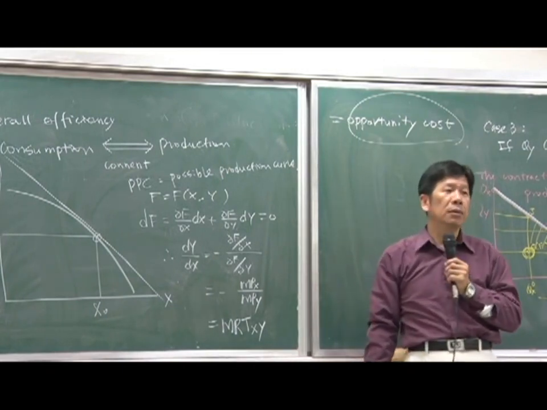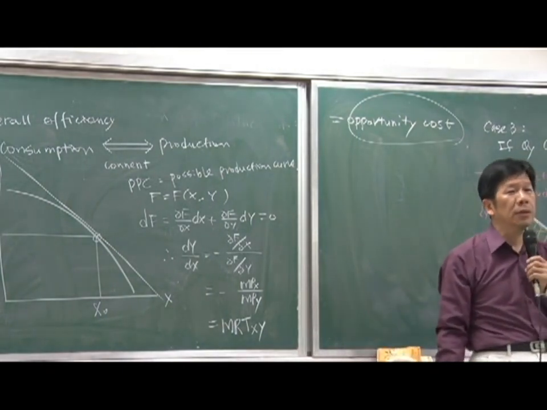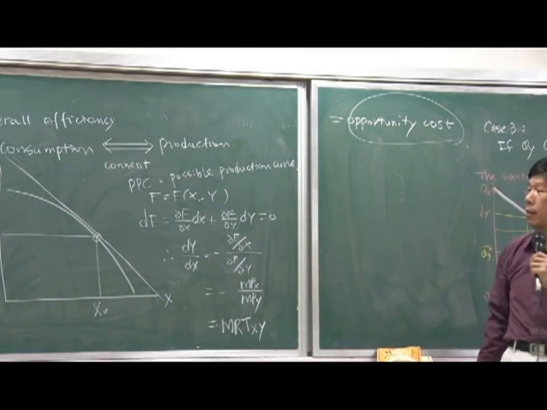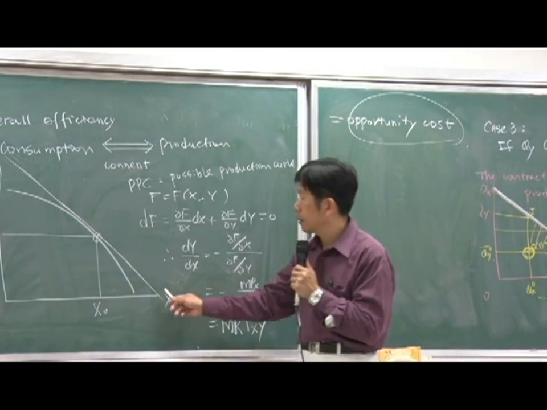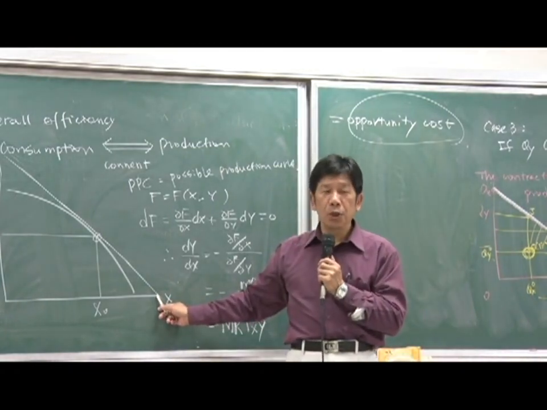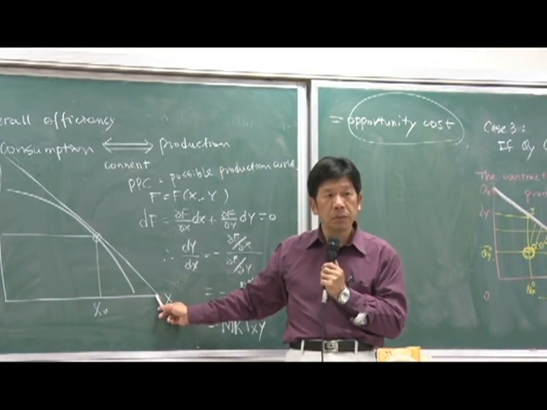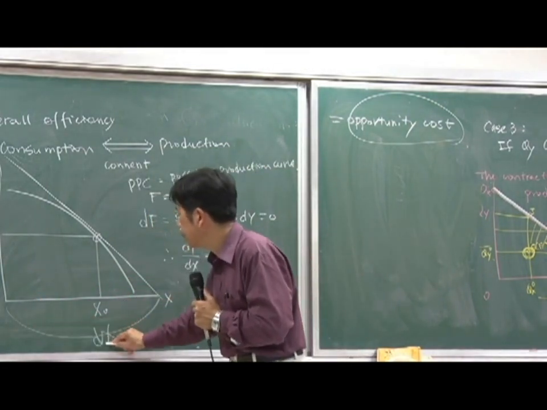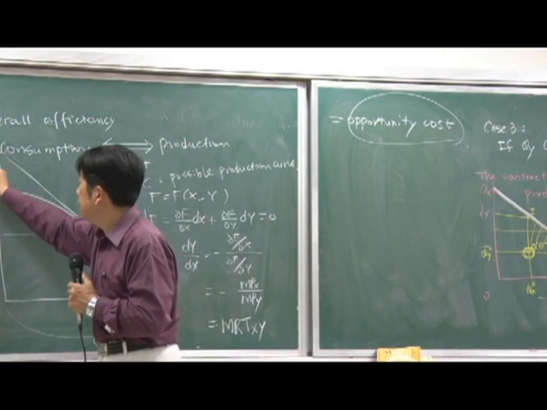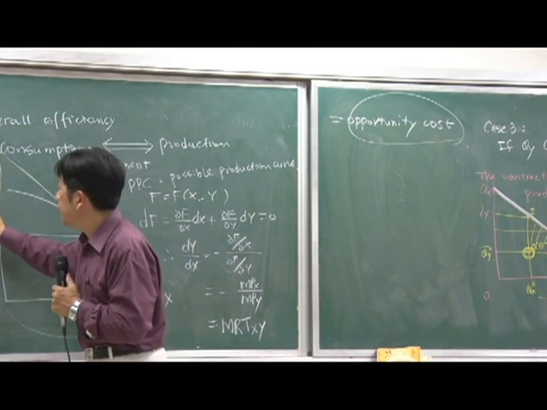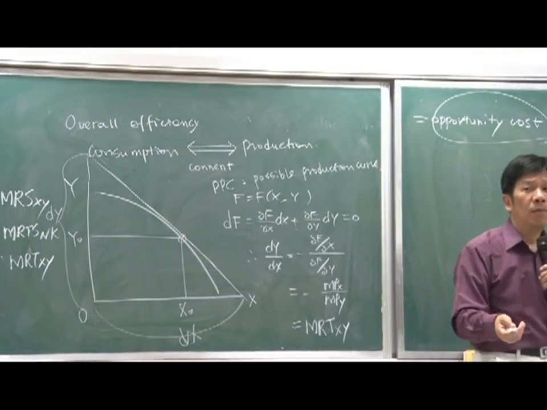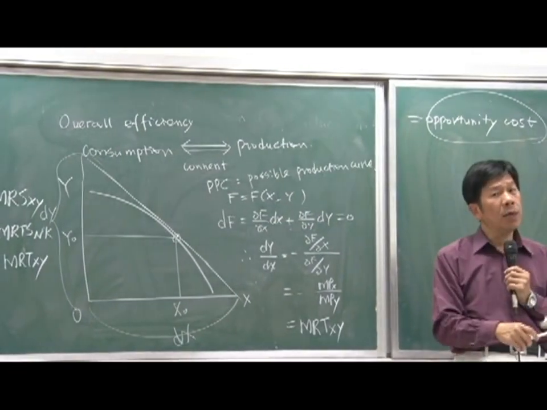Does someone remember what opportunity cost is? Opportunity cost means that if you want to produce X, you must make a trade-off. You want to have this delta X, and you must give up this delta Y. You need to change something.